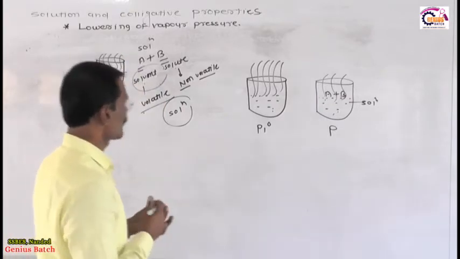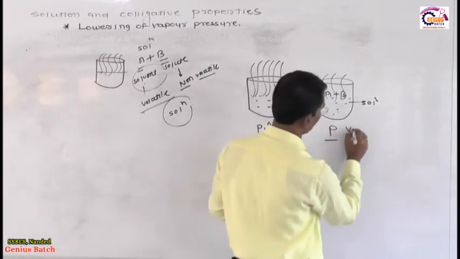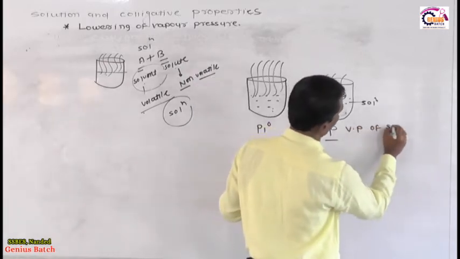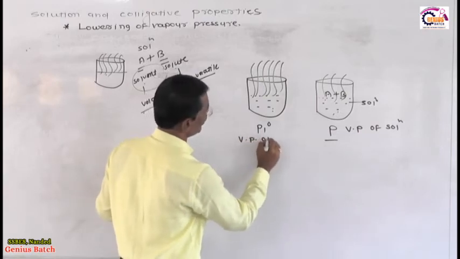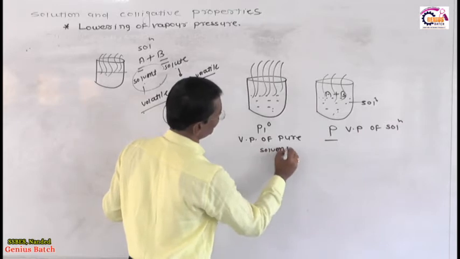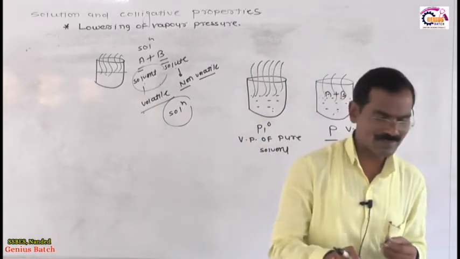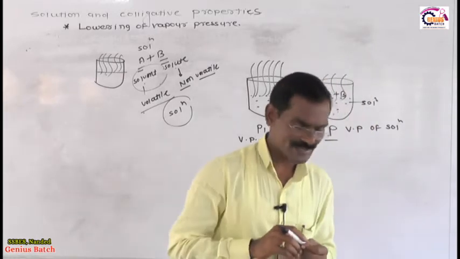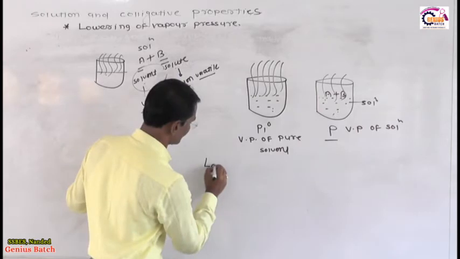So my dear friends, P is the vapor pressure of the solution. What is the meaning of P? P is nothing but the vapor pressure of the solution. And what is P10? P10 is the vapor pressure of the pure solvent. Then dear friends, lowering of vapor pressure we simply calculate this way.